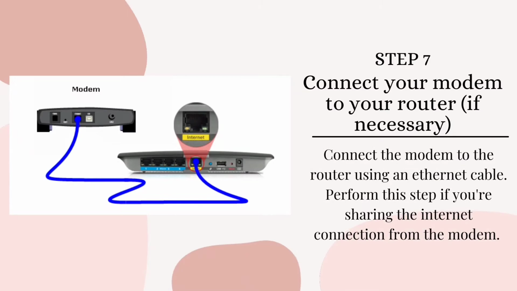Step 7. Connect your modem to your router if necessary. Connect the modem to the router using an Ethernet cable. Perform this step if you're sharing the internet connection from the modem.